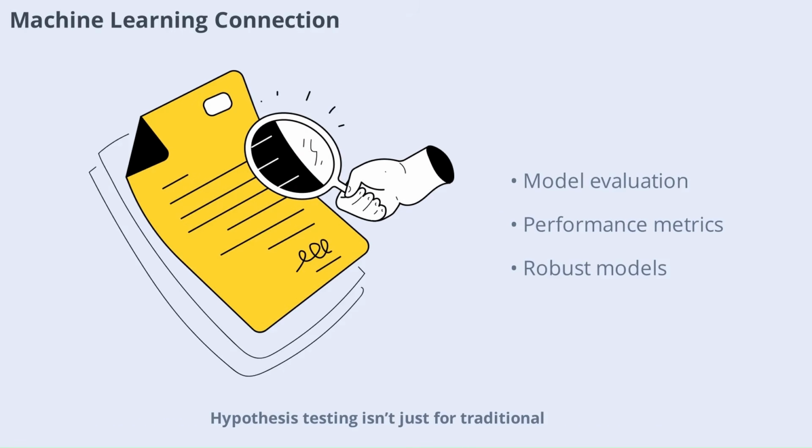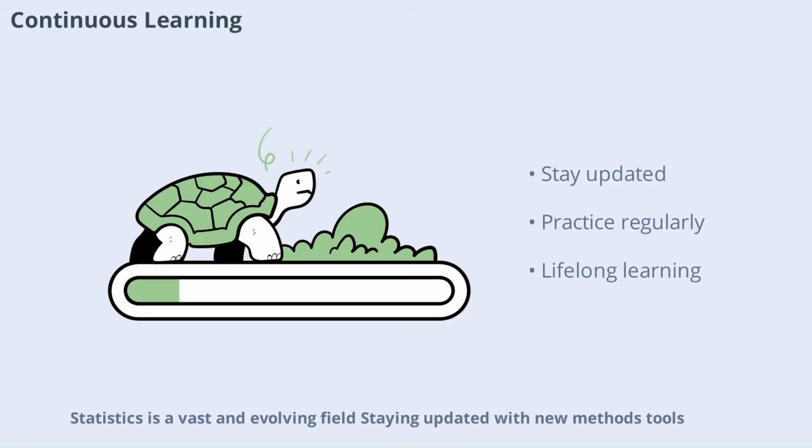Hypothesis testing isn't just for traditional statistics, it's also fundamental in machine learning. Confusion matrices, accuracy, precision, and error rates are all used to evaluate model performance. Understanding these concepts helps you build, test, and improve machine learning models, making your work more robust and reliable. Statistics is a vast and evolving field. Staying updated with new methods, tools, and best practices is essential for success.